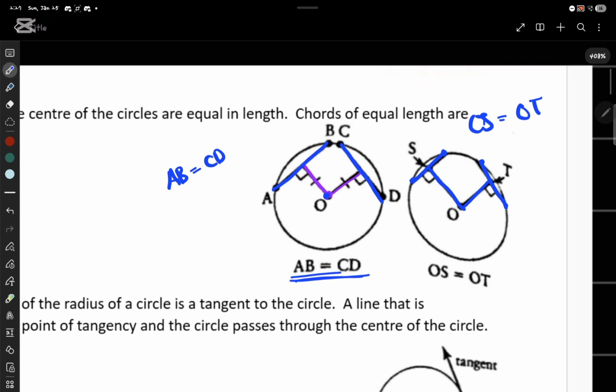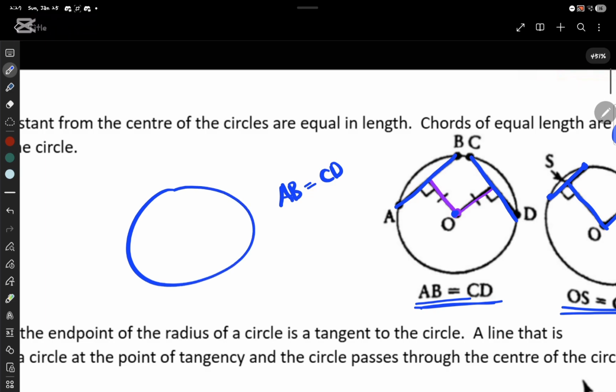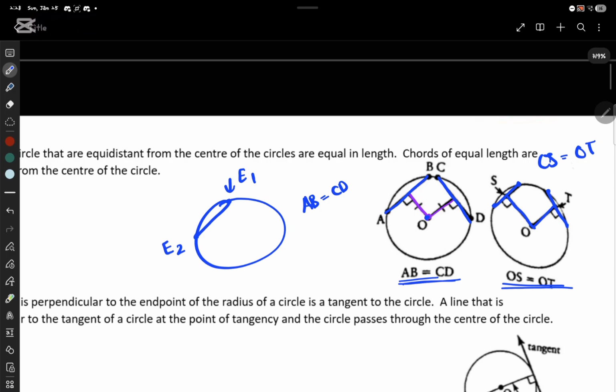In case you don't know what a chord is, essentially it's a straight line in a circle that has two endpoints, and these two endpoints both lie on the circumference of the circle. So that's called a chord.